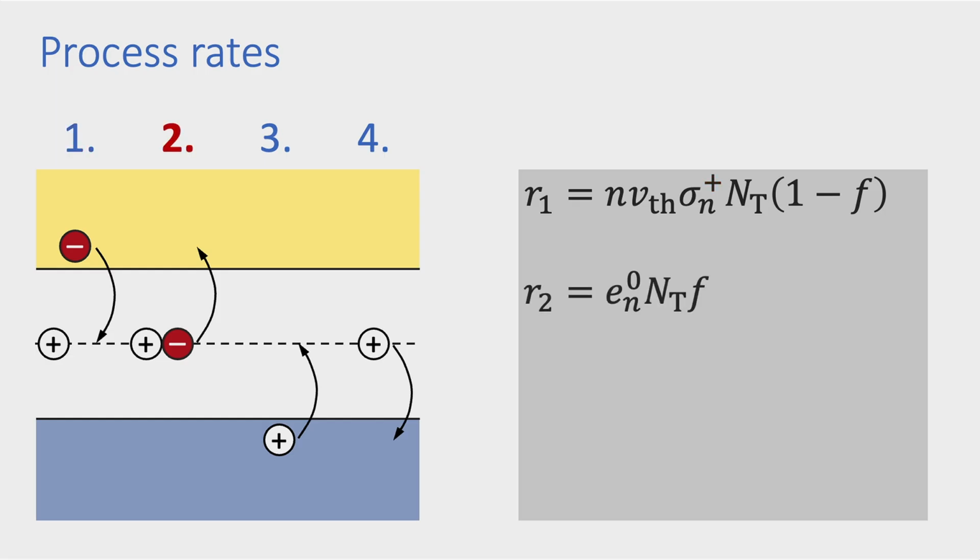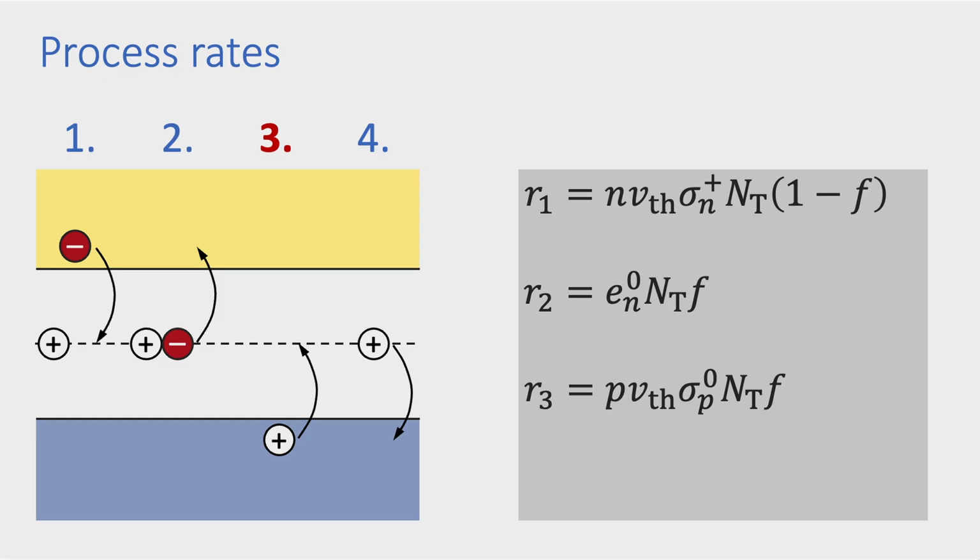The second rate has a simpler expression. It is again proportional to the trap density Nt and to the occupancy f by electrons, since this process involves trapped electrons. En is the emission coefficient of electrons, which is a measure of the emission probability. It also contains the charge state, which is neutral since this donor-like trap is occupied by an electron.